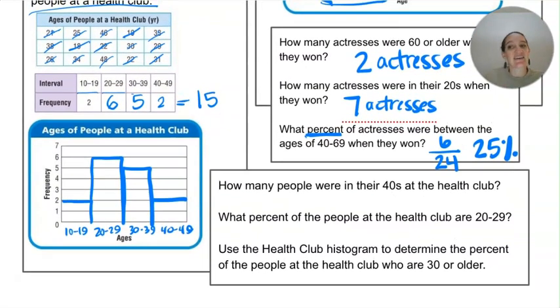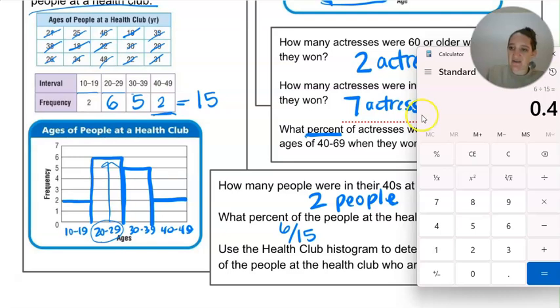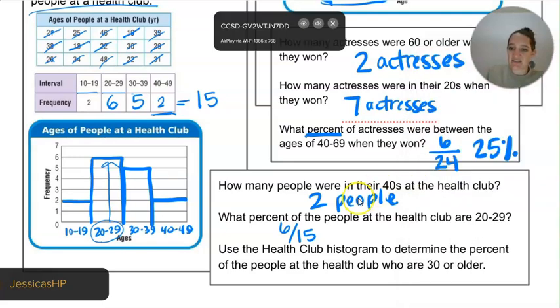Let's answer some questions about them. How many people were in their 40s at the health club? There were 2. We can see it there, and we can see it on the histogram, right? 2 people. What percentage of people at the health club are 20 to 29? There's 20 to 29. That's 6. But we need that as a percent. So 6 out of 15, which is 40%. Almost half of the people were in their 20s.